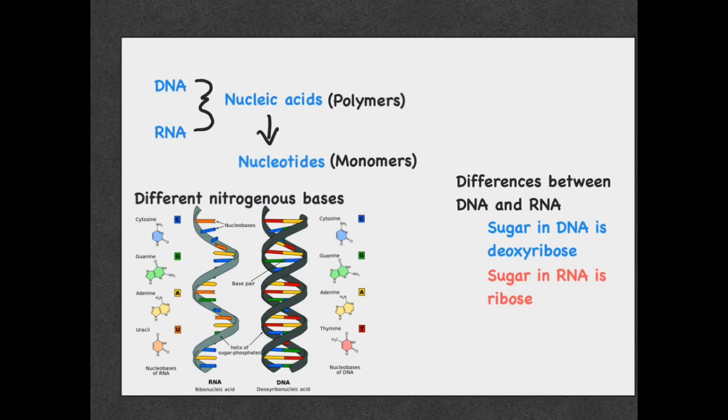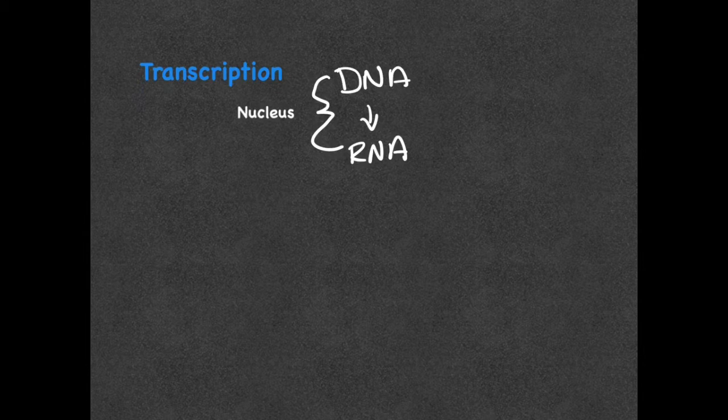So you'll notice that all the nitrogenous bases are the same except for the fact that DNA has thymine while RNA has uracil. Let's get back to the process of transcription. With all that knowledge in hand, now we can understand that the process of transcription is going from DNA to RNA, or from nucleic acid to nucleic acid, with the difference that DNA has thymine and RNA has uracil.